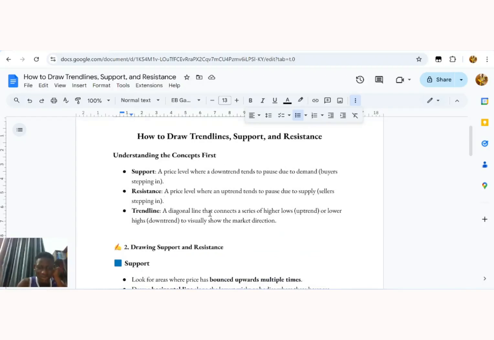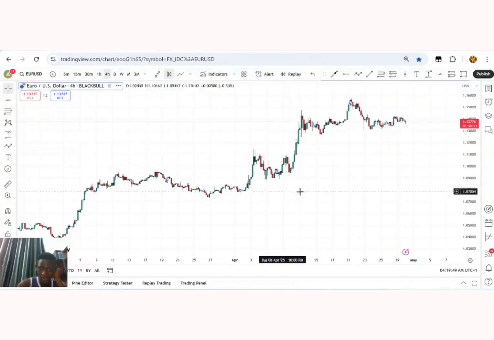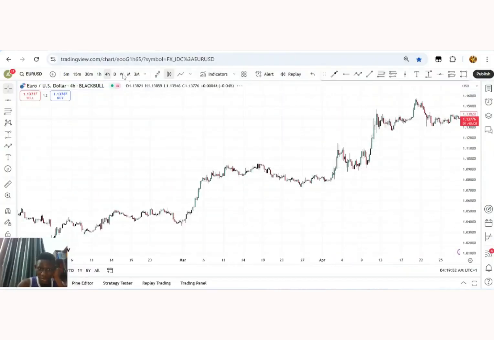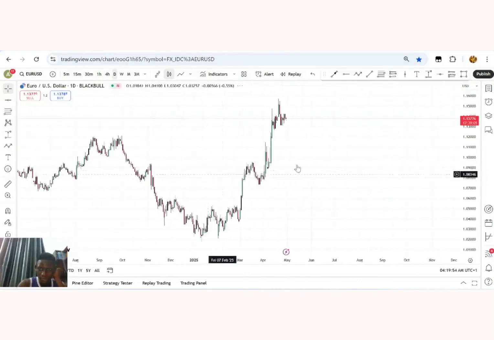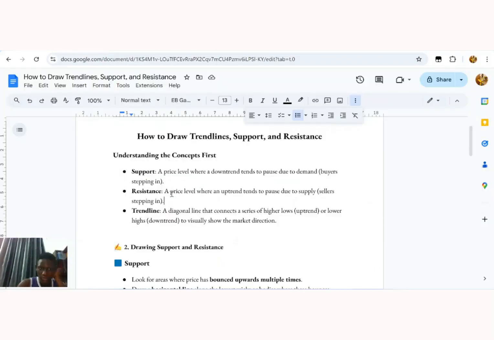A trend line is a diagonal line that connects a series of higher lows. That is for an uptrend. So you can have an uptrend or a downtrend. It connects a series of higher lows or lower highs. Lower highs for a downtrend, higher lows for an uptrend, to visually show the market direction. As simple as that. So now, looking at this, what is a trend line? It's a diagonal line that connects a series of higher lows.